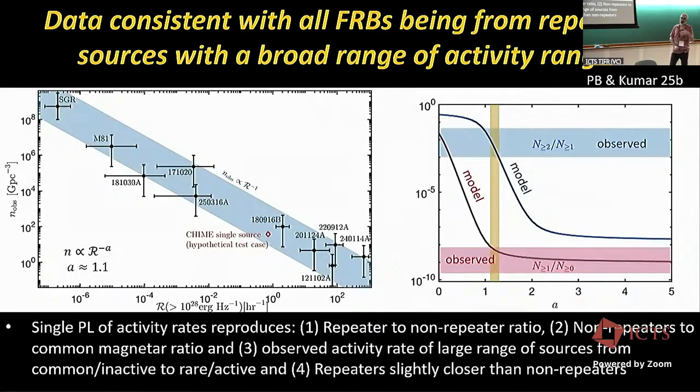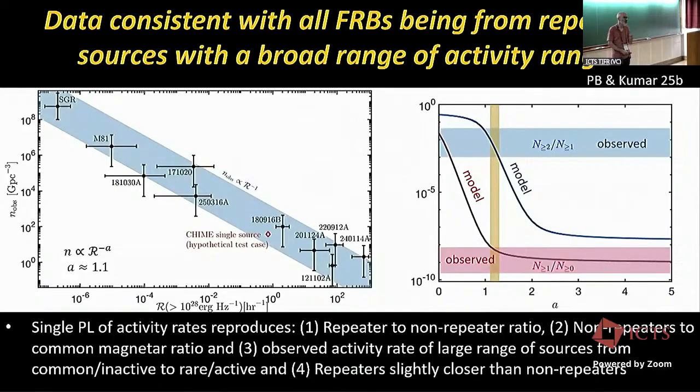You can reproduce this tiny fraction between the number of non-repeaters that is seen by something like CHIME to the number of sources that we think are out there, up to the maximal distance detectable by CHIME. And by sources, I just mean something like magnetars that we have in our own galaxy. It explains this very large range of activities and source densities and energies and all those things that we've discussed. And it explains also why repeaters are slightly closer than non-repeaters.